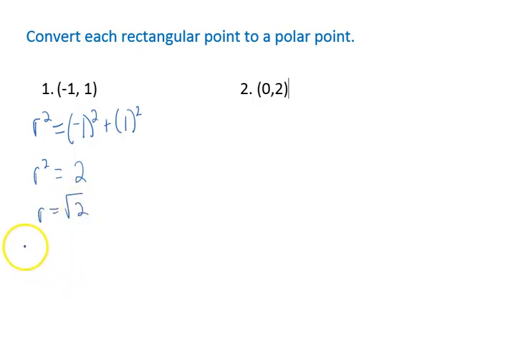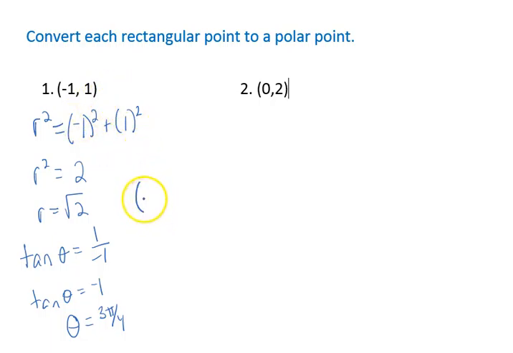You will also need the theta, so the tangent formula is going to help you get that. The tangent theta is your y over your x. So in other words, your tangent is -1. And you have to think about what theta would be that would give you a tangent of -1. And one of the possibilities from your unit circle is 3 pi over 4. And so your polar point for this -1, 1 would be the square root of 2, 3 pi over 4. And if you think about this -1, 1, that goes into the second quadrant, and this would also be in the second quadrant.